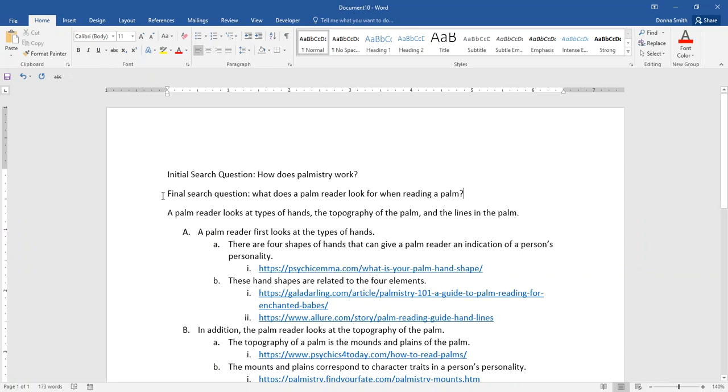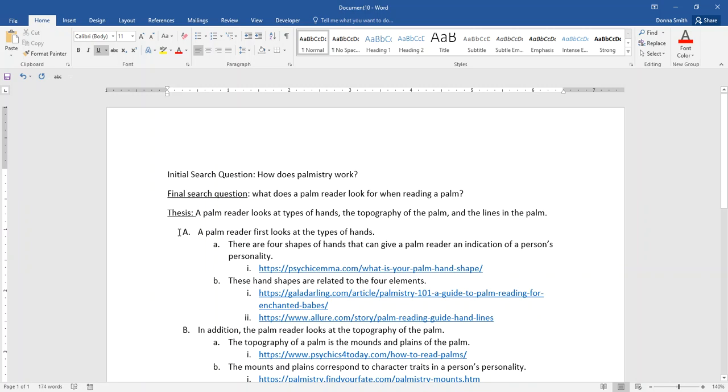And so since this is my final search question, then my thesis sentence, which answers the search question, is this. Well, a palm reader looks at types of hands, the topography of the palm, and finally the lines in the palm. So that looks super familiar, I know.